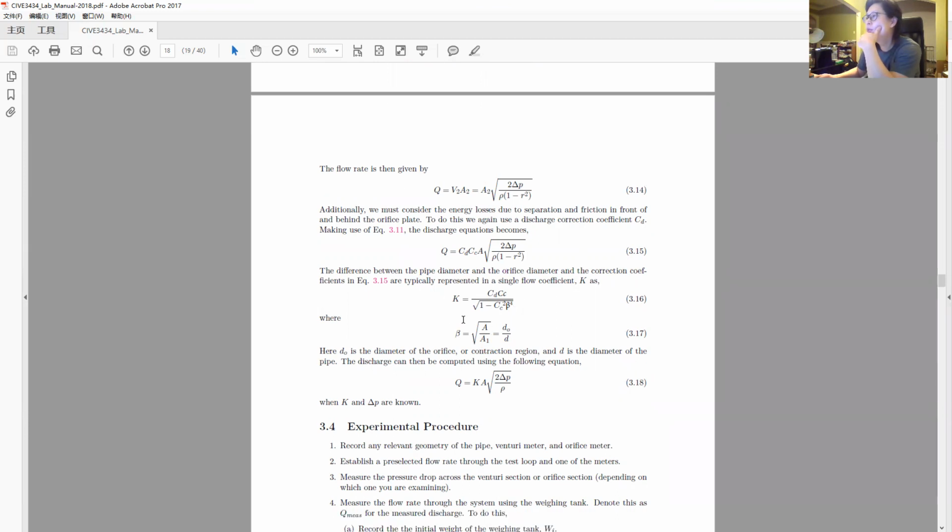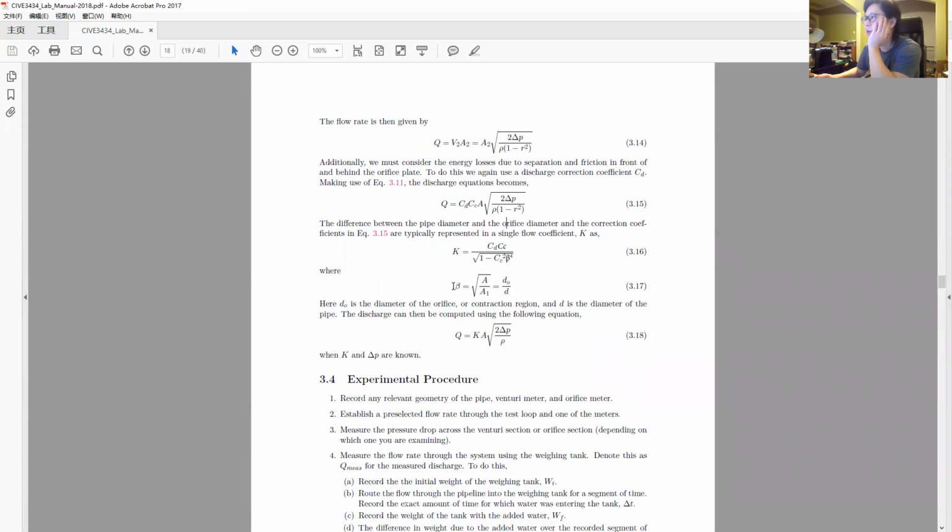So in this term, the only thing we know is A and A1. The rest, CD and CC, we don't know by now. But finally we will get an equation for the orifice. The equation will be Q equals K times A, where A is the opening of the orifice, times the square root of 2 delta P over rho. So the equation becomes pretty neat right now, right?